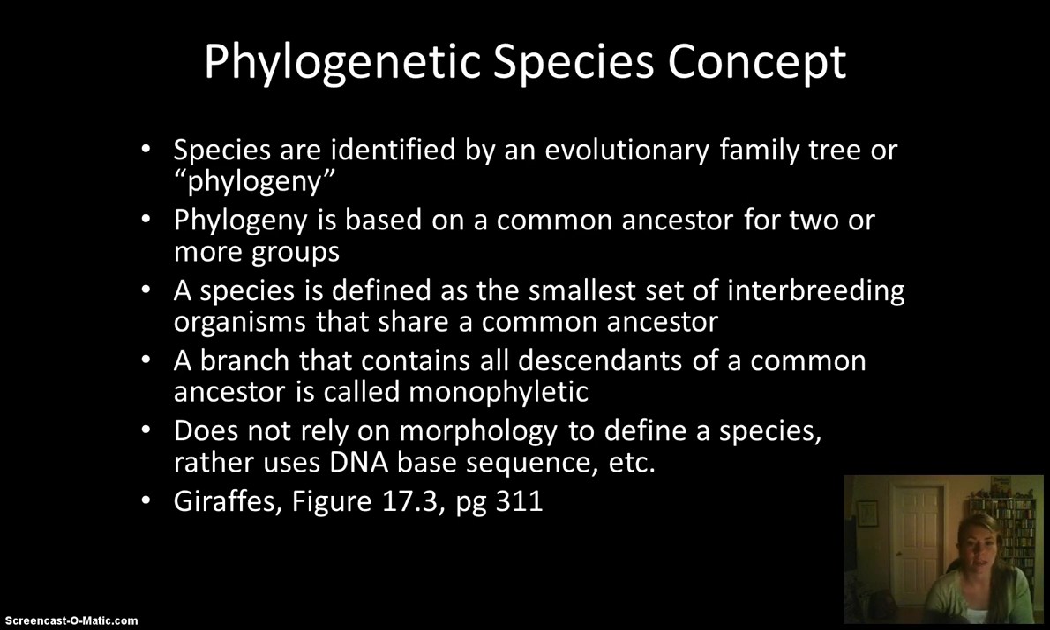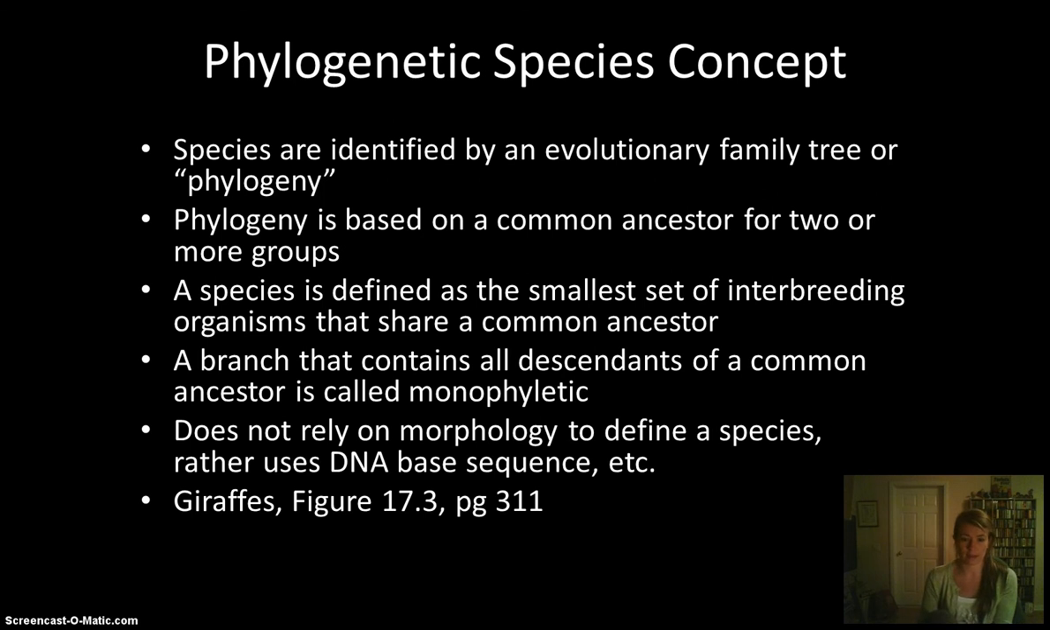And so by the phylogenetic species concept, a species is defined as the smallest set of interbreeding organisms that share a common ancestor. So the smallest group of living things that are capable of interbreeding that share a common ancestor. So birds and bats are not the same species because they do not share a recent common ancestor. And then we look at branches of the phylogenetic trees, and a group that contains all of the members of that branch is called monophyletic. Mono meaning one, and so just one route contains all descendants of a common ancestor.